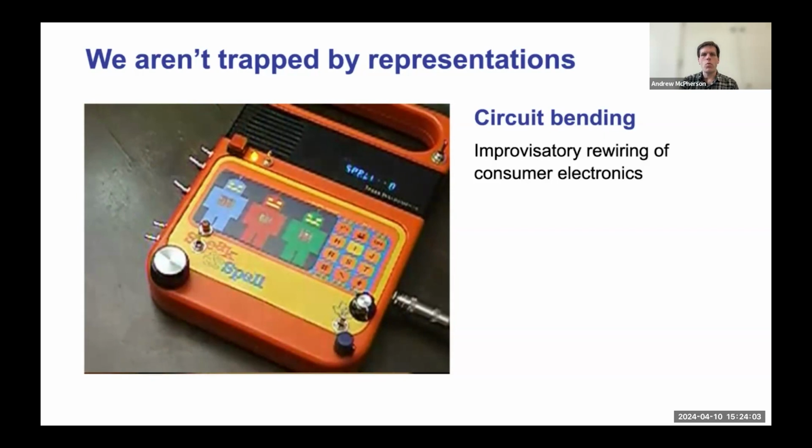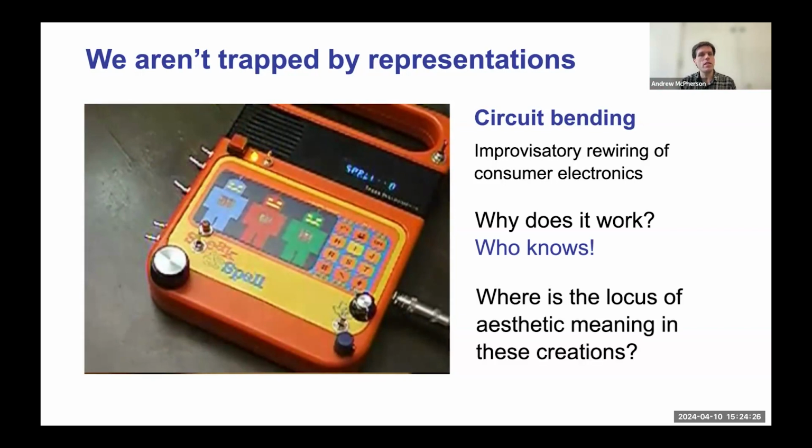So again, there is a representation in the design of the Speak & Spell. The designers of that are following the way of thinking about computing systems that Agre is critiquing, but the representation is completely distant from any of the musical uses it's been applied to. Why does it work? Who knows? And where is the neat, inspectable understanding of the aesthetic meaning of this creation? Not there.